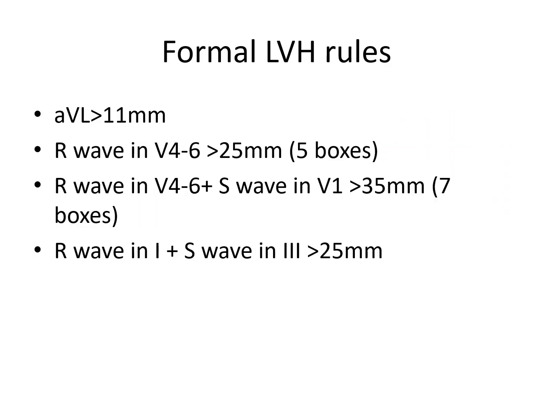And again, just a recap of the formal LVH rules. The most specific one is AVL more than 11 millimeters, so just bigger than 2 of those boxes. Then the positive deflections in V4 to V6 more than 5 boxes, or the sum of the positive deflections in those leads and the negative deflections in V1 more than 7 boxes together. And then finally, if the positive wave in 1 and the negative wave in lead 3 are more than 5 boxes added together.